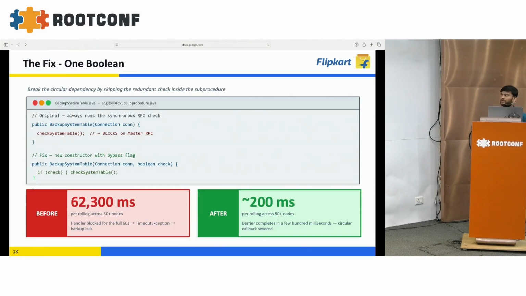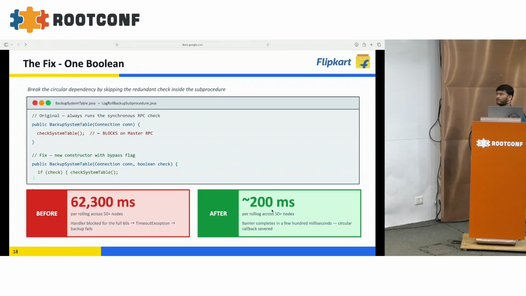So we just removed that, and that fixed our issue. We removed it and made the check of the system table for those namespaces and tables optional. As soon as we did that, we deployed, we checked, and our deadlock was resolved, and we were able to get everything done within less than 100 or 200 ms.